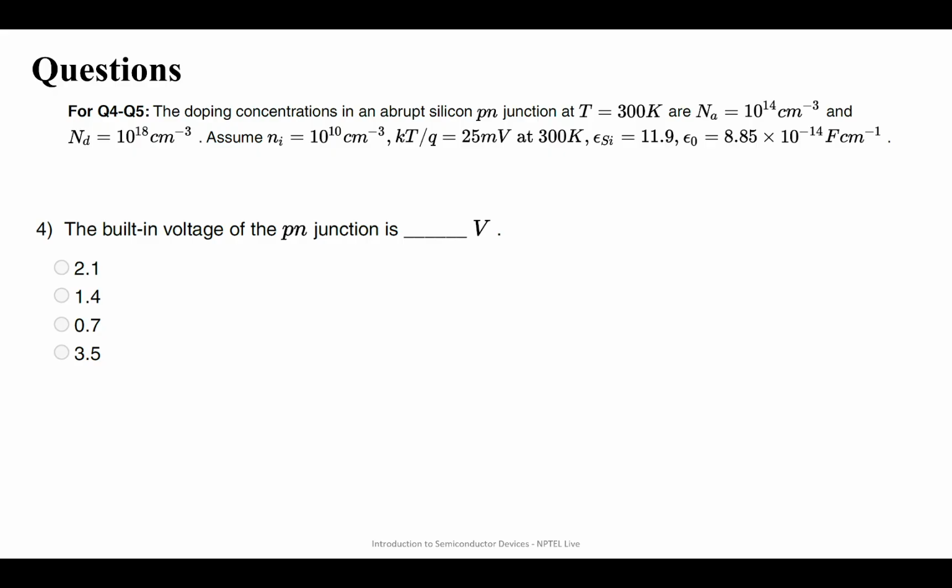Next, for questions 4 and 5, the doping concentrations in an abrupt silicon PN junction at T equals 300 K are given as Na equals 10 power 14 and Nd equals 10 power 18. Assume Ni equals 10 power 10, kT by q equals 25 millivolts at 300 K, epsilon Si equals 11.9, and epsilon naught equals 8.85 times 10 power minus 14 farad per centimeter. The built-in voltage for the PN junction is: 2.1 volts, 1.4 volts, 0.7 volts, or 3.5 volts.